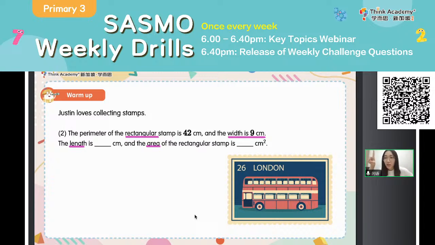This is a rectangle, so it is very important to figure out the length first. Length, width, then times 2, right? You can get perimeter. Perimeter is 42, so how can we figure out the length? Yes, think backwards. What is it? Did you figure out the length?